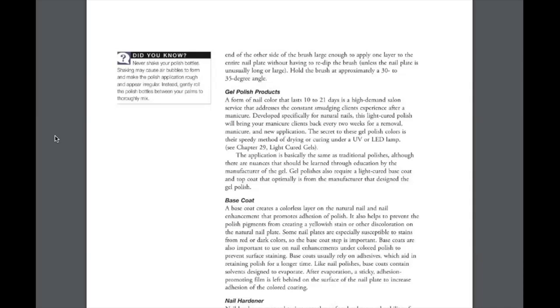Your base coat creates a colorless layer on the natural nail and nail enhancement that promotes adhesion of polish. It also helps prevent the polish pigments from creating a yellowish stain or other discoloration on your natural nail. It's like a barrier blocker from the underlying pigments in the nail polish that you're using. Base coats usually rely on adhesive, which aids in retaining polish for a longer time. And it just looks better when you have a base coat and a top coat.